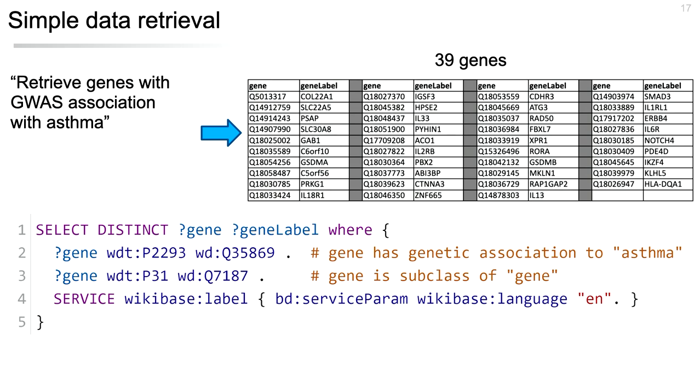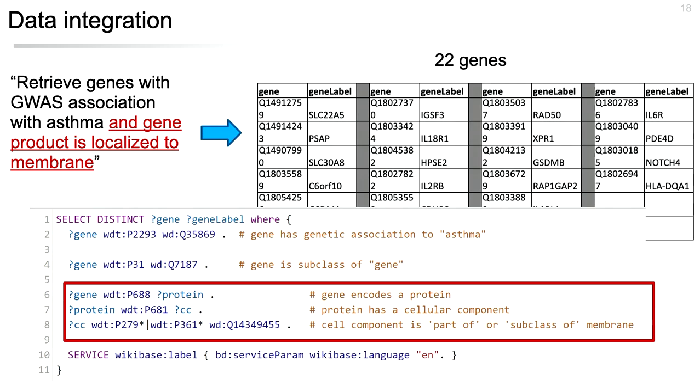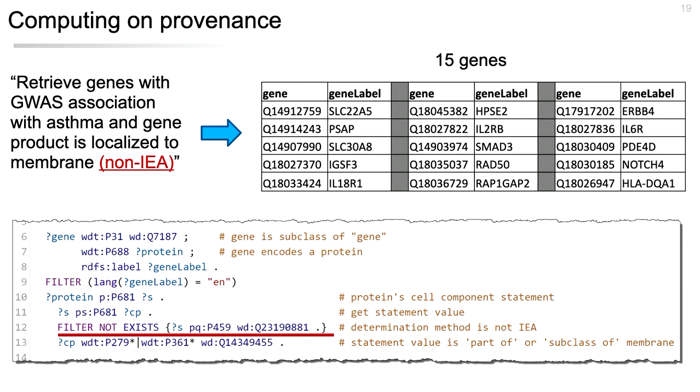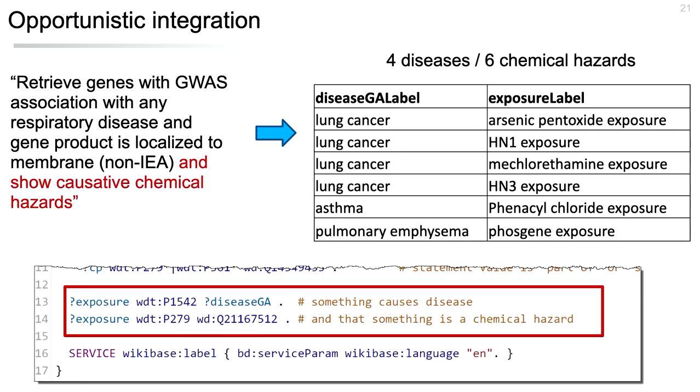You can replicate this in a traditional bioinformatics database, and you have one API call. You need to understand that API call. Now I want the gene to be localized to the membrane. I add three lines to my SPARQL query, and I end up with two. Let's assume that the membranes are in a second database. You have to learn a second API. Now I want to have some provenance, another third API, a single line in SPARQL. Now I want to use the disease ontology structure or any ontology structure. So I'm not interested in asthma, I need the respiratory disease. I have a fourth API, etc.